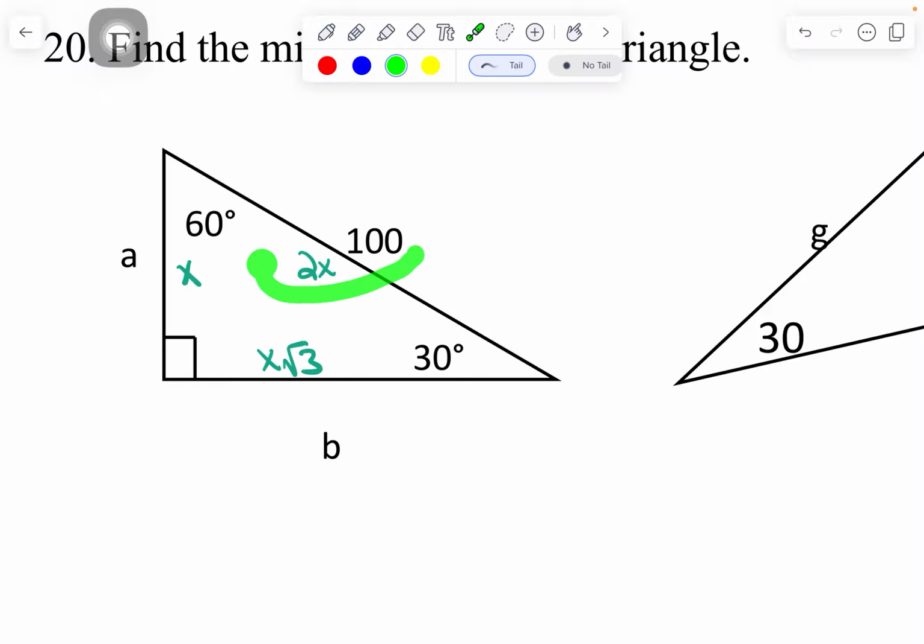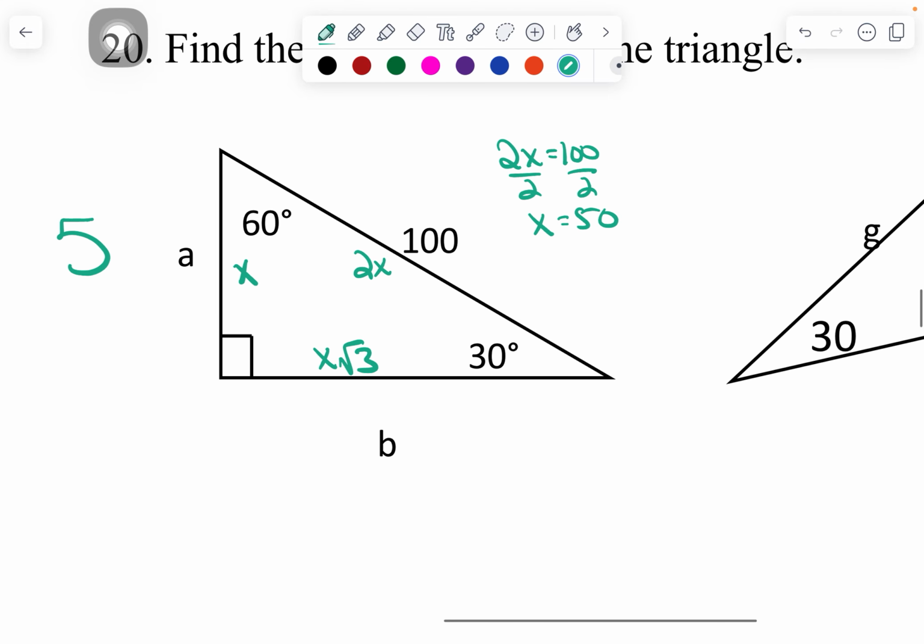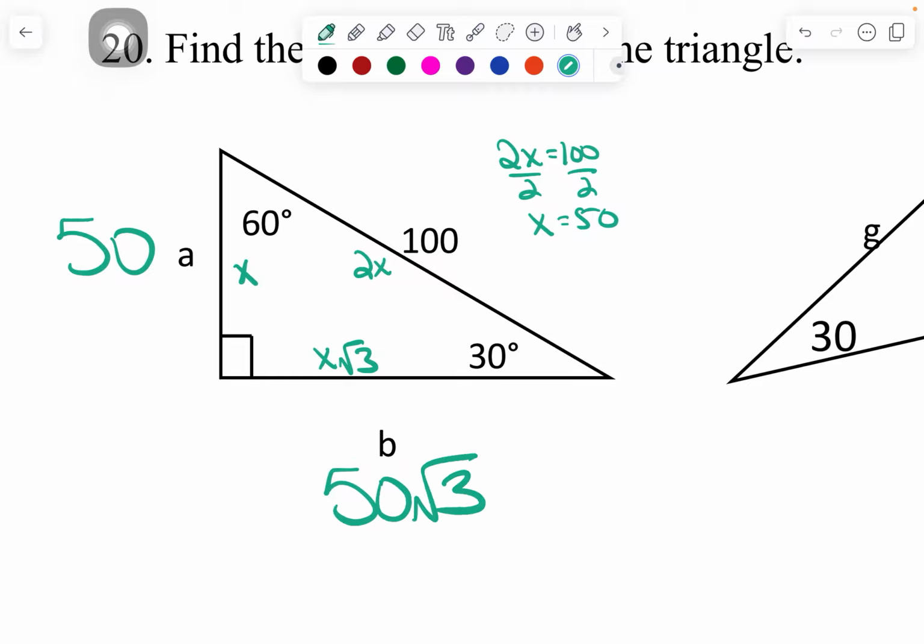So I know the hypotenuse, which is my 2x. So if I say 2x is equal to 100, because that's my label, that's what I was given, then I can divide both sides by 2, and I know x is 50. So this side, which I marked as x, is going to be 50, right? That's my x. And this side, which I marked as x root 3, is going to be 50 times root 3, which is, I'm going to say simply, just 50 root 3. Nothing else you can do with that. So A is 50, B is 50 root 3.